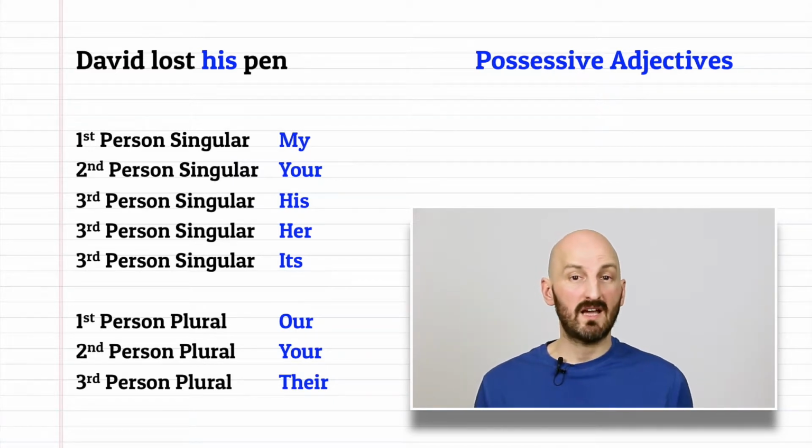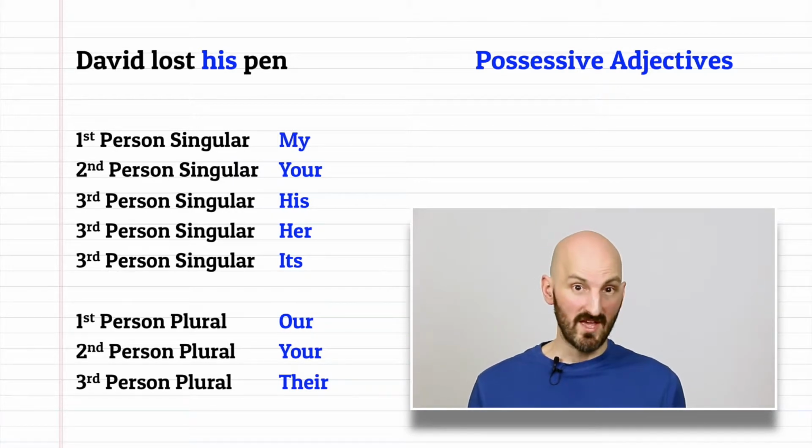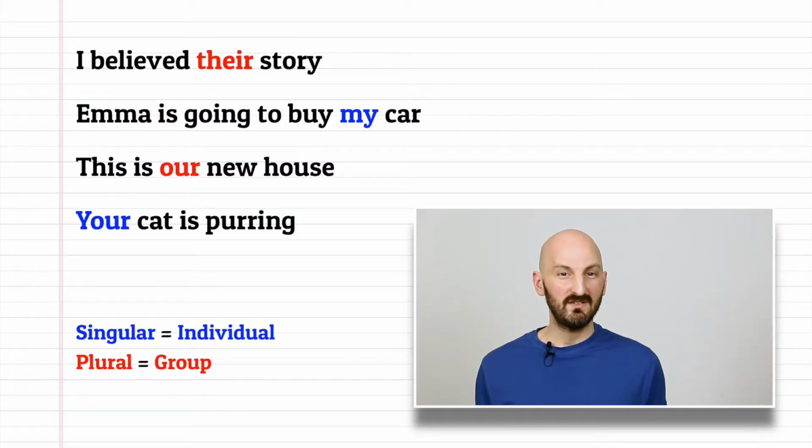We use possessive adjectives in the same way as other pronouns. First person, my, our; second person, your; third person, his, her, its, their. Remember, try to think of pronouns as individuals and groups, singular and plural. Other simple examples of possessive adjectives are: I believe their story.